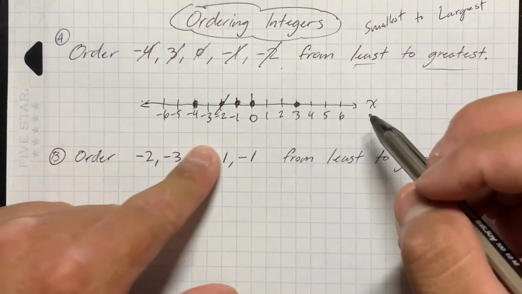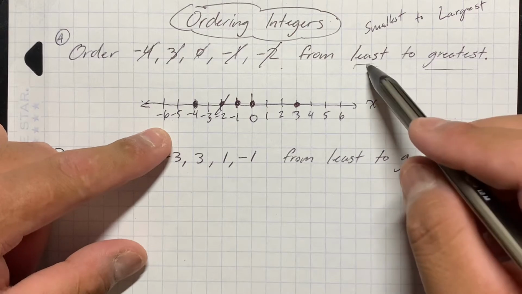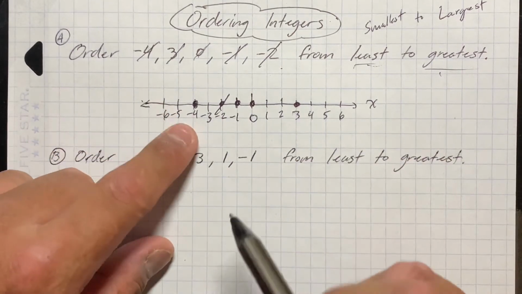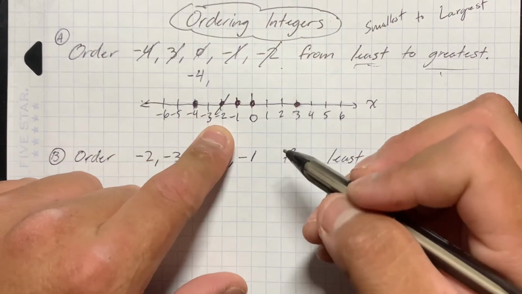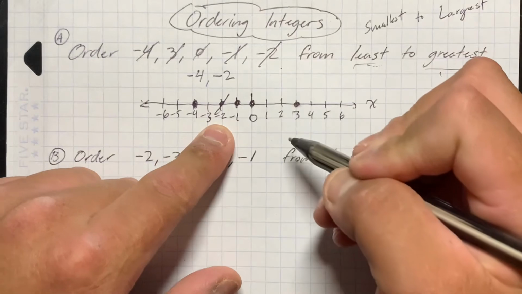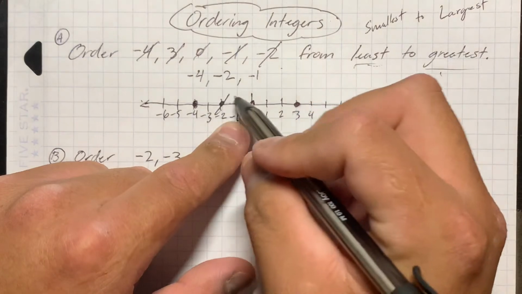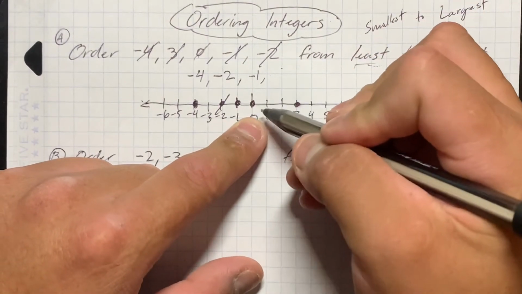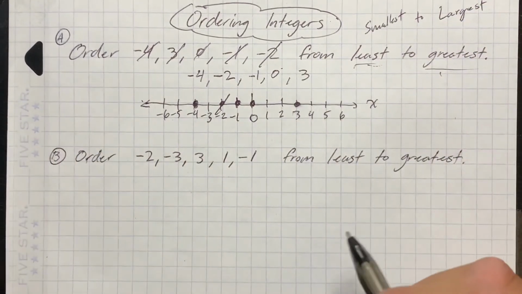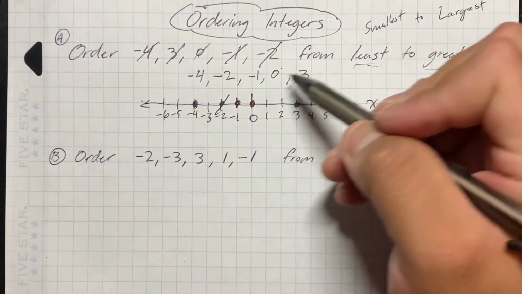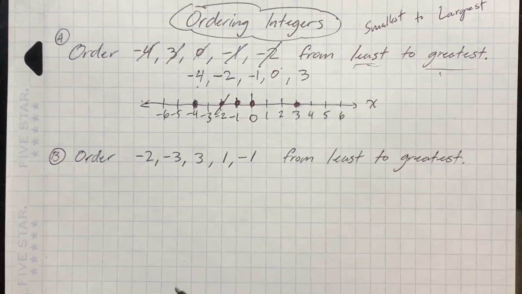Now that we did that, we can see which number is greater, less than, or equal to. So right here, least to greatest, the smallest number here is going to be -4. The next biggest number is going to be -2. The next biggest is going to be -1. And I'm separating them by commas, by the way. Comma. And then you have the origin 0. And then you have +3. All right, so there you go. So that means it's in order from least to greatest. -4 is the smallest integer, and +3 is the largest integer.